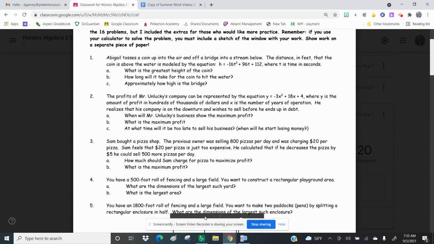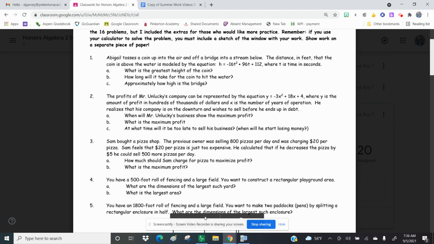Sam feels that $20 per pizza is just too expensive. He calculated that if he decreases the pizza price by $5, he could sell 5 more pizzas per day. And then it asks you 2 questions. How much should Sam charge for pizza to maximize profit? And what is the maximum profit? First of all, you'll note the word maximum, so you know what you'll ultimately be trying to find is the vertex. You want the maximum point.